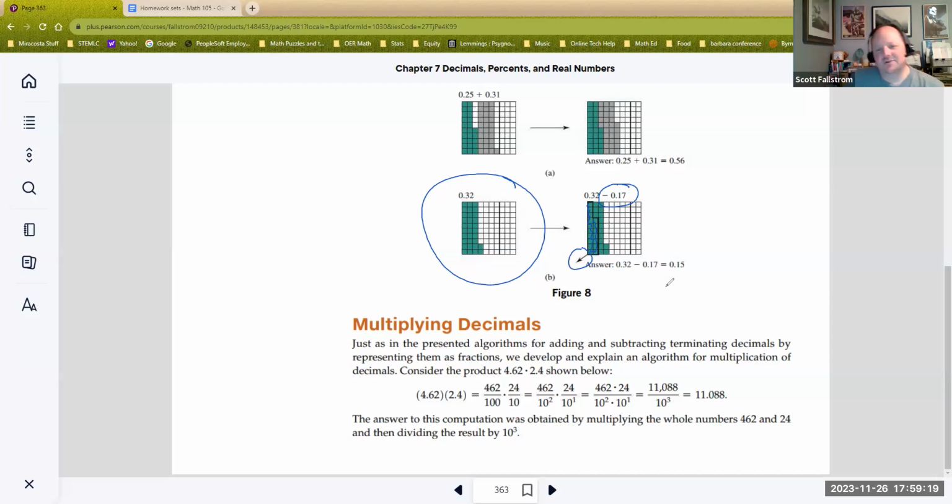Let's see. What else can I share with you? Those are the big pieces. So what's nice is if you did have 3 and 5 hundredths plus 7 and 23 one thousandths, right? You could look at this.